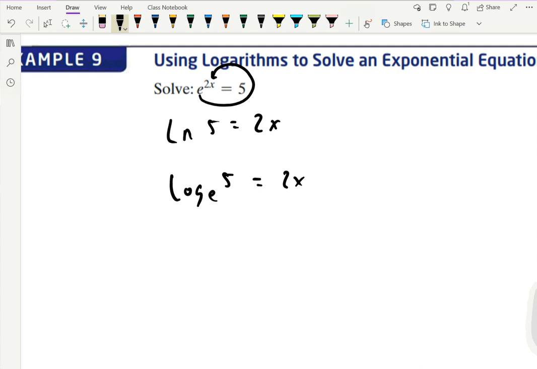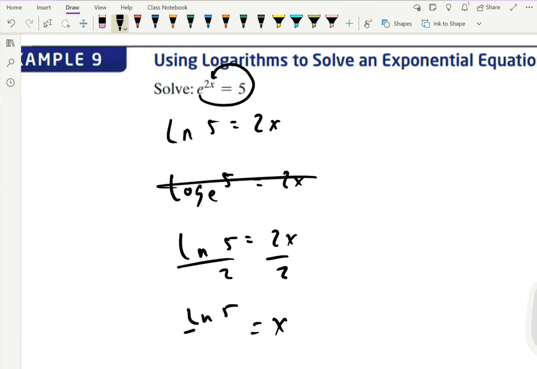Remember that the logarithm equals the exponent. So I can either use log base e or I can use natural log 5. Let me use natural log 5, because that's the more common way to phrase that. So I've got natural log 5 equals 2x. If I divide both sides by 2, then we end up with x, and that one's done. That would be the value, or we could say that's 1/2 the natural log of 5 if we want to phrase it that way.